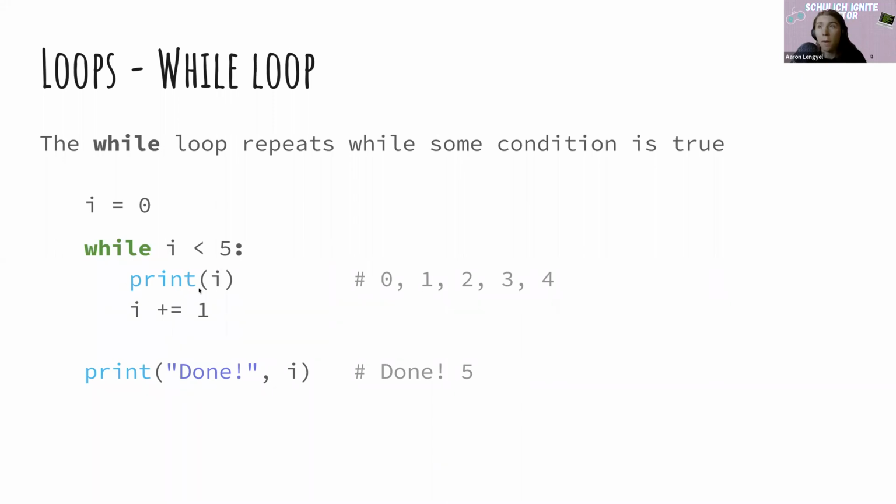They're very similar, but for loops are better for lists and collections, right? And while loops are better for some kind of program logic and stuff like that. We are going to use a while loop for our game later.